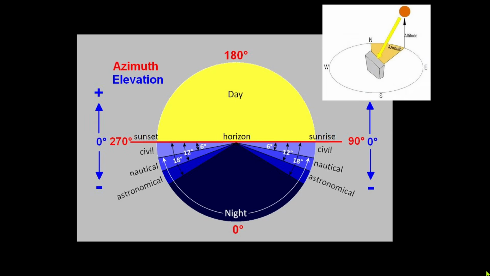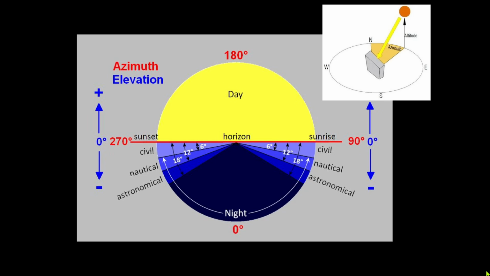Azimuth, on the other hand, provides a full 360-degree circle for the sun's position relative to your own. When the sun is at its daytime peak or zenith, the azimuth will be 180 degrees. Now, do know that if you are in the southern hemisphere, north and south may be flipped. But with azimuth, you not only know the sun's position, but whether it is rising or setting.